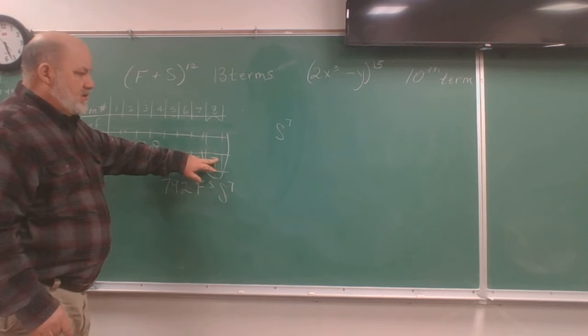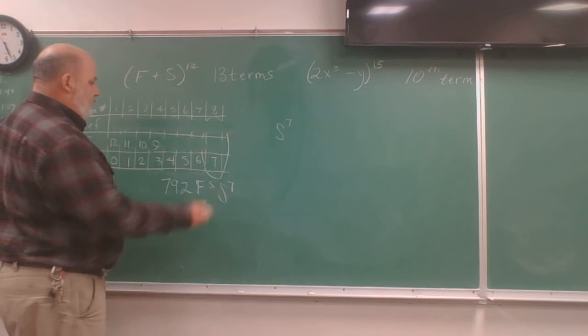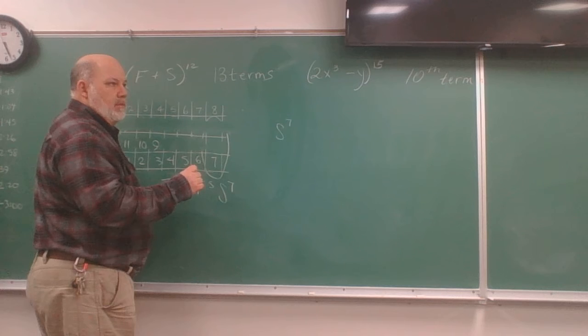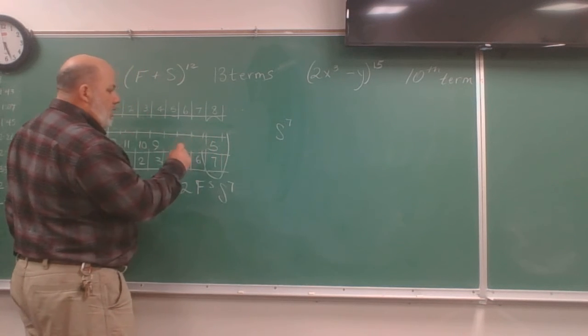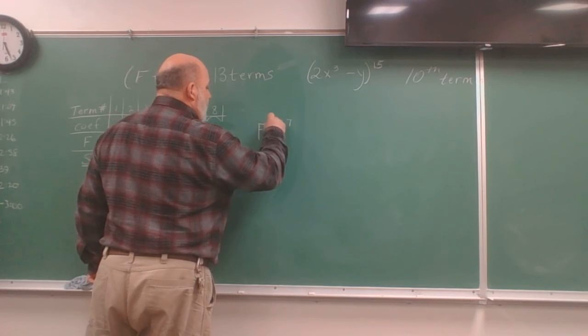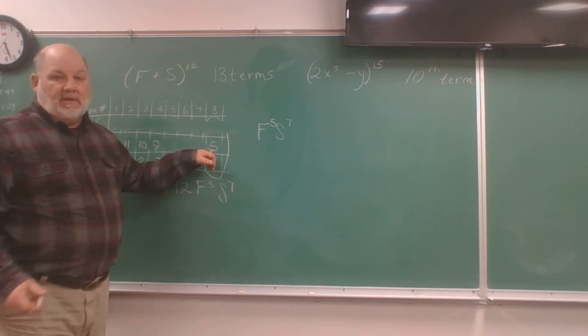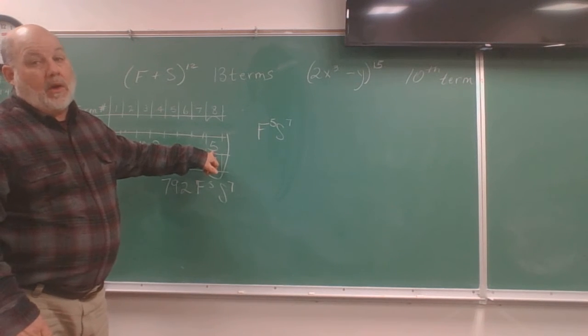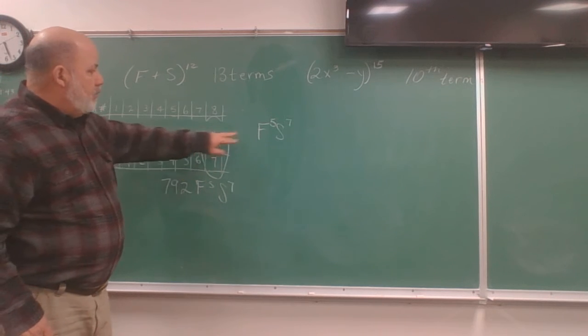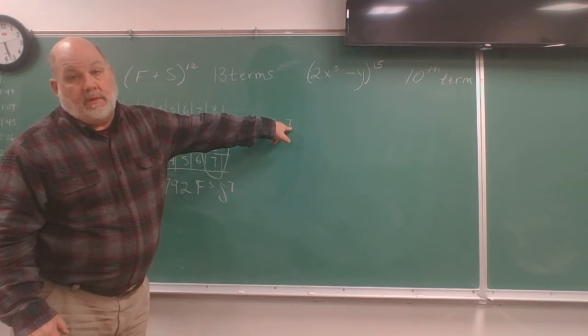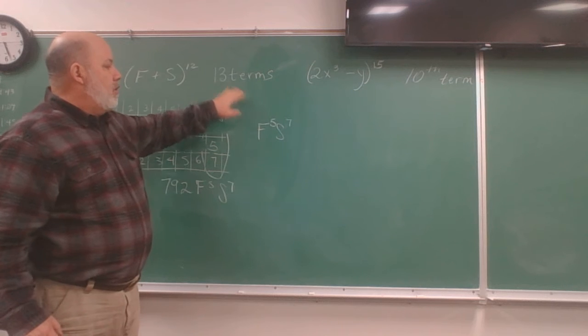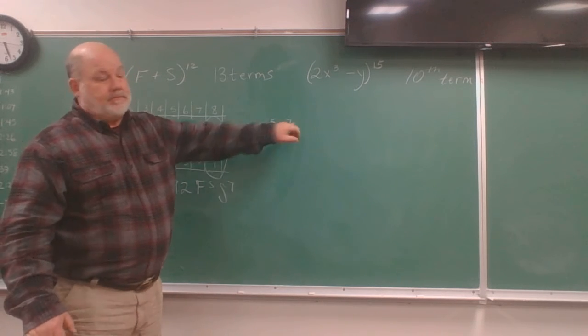What plus 7 equals 12? Well, yeah, it's 5. Okay. So from that, I know that the first term would be f to the 5th power. So these two powers must always add up to 12. Since they're looking for the 8th term, the second one is 7.